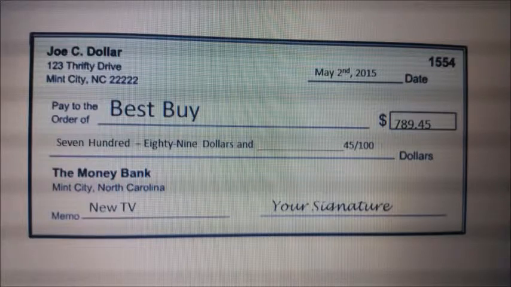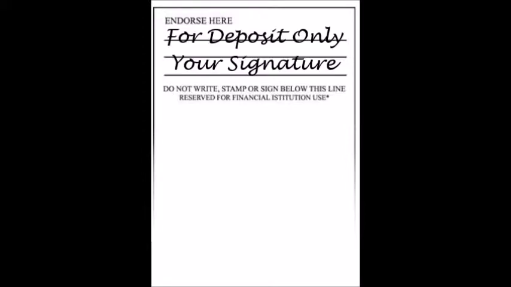The next step would be to write 789.45 in the numerical box, and then you should have spelled out $789 and then drawn a line and put 45 over 100 on the other line. You should have entered in new TV on the memo box, and the last thing you should have completed was to sign the check. So, how did you do? Now for the endorsement. You should have written for deposit only and then signed your name.